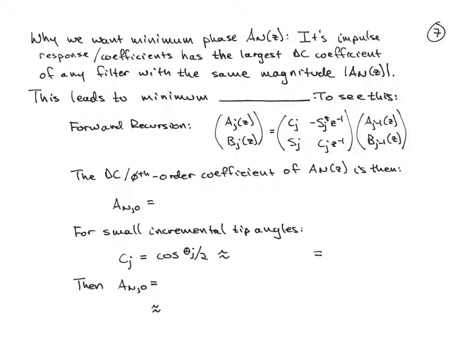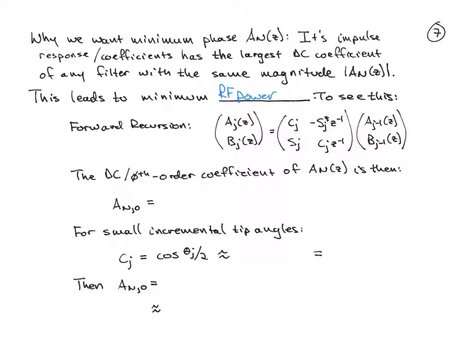Okay, so why do we want the minimum phase A sub n of z that we build this way? The minimum phase A sub n of z's impulse response, or coefficients, will have the largest DC coefficient of any filter with the same magnitude A sub n of z. This leads to minimum power in the pulse, so minimum RF power. And we can illustrate this.